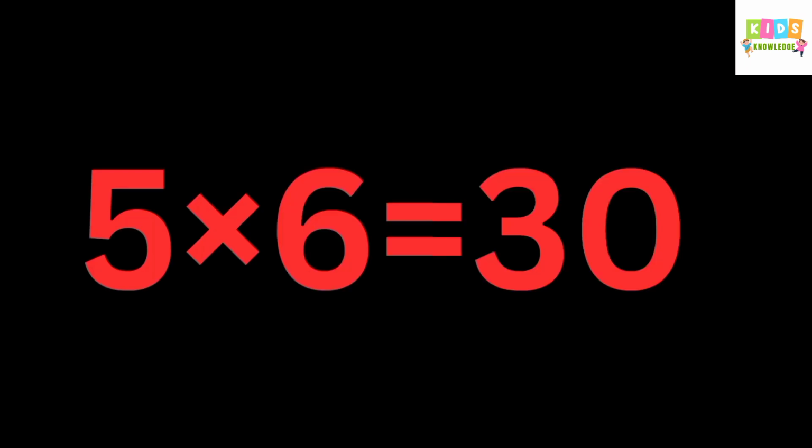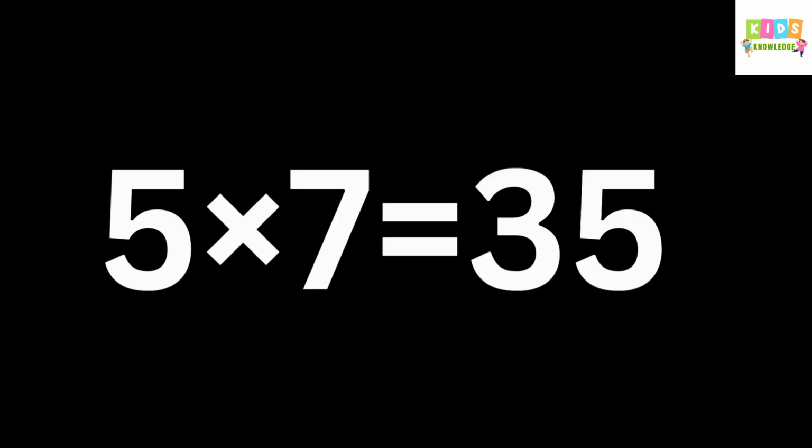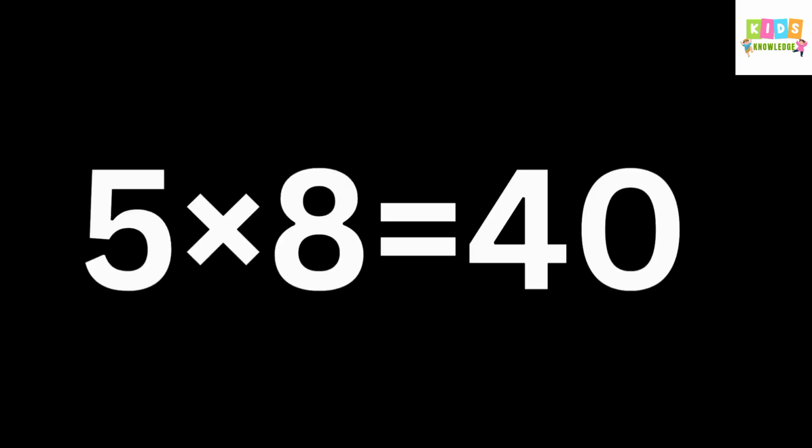5 sixes are 30, 5 sixes are 30. 5 sevens are 35, 5 sevens are 35. 5 eights are 40, 5 eights are 40.